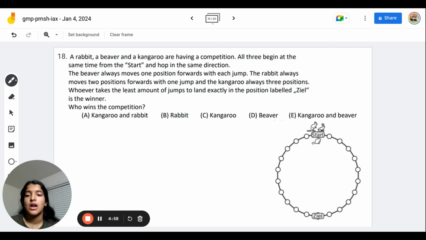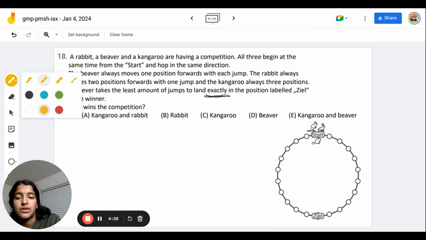Number 18. A rabbit, a beaver, and a kangaroo are having a competition. All 3 begin at the same time from the start and hop in the same direction. The beaver always moves 1 position forwards in each jump. The rabbit always moves 2 positions forward in each jump, and the kangaroo always moves 3 positions in one jump. Whoever takes the least amount of jumps to land exactly on the position labeled Zeal, so exactly on that position, is the winner. Who wins this competition?